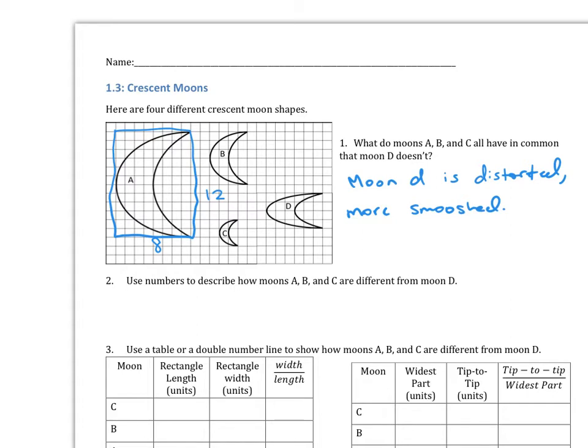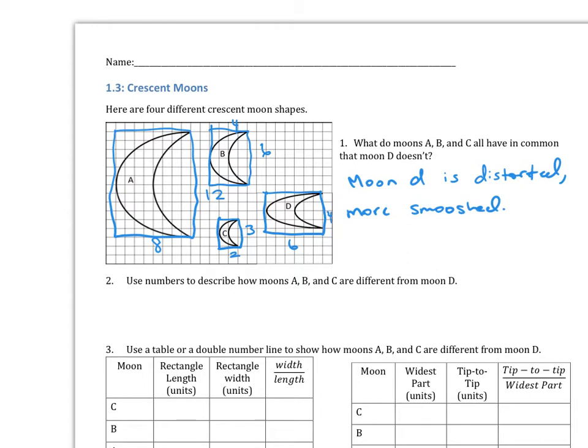For box B, I draw it again. And this time for box B, I see that it's 6 tall and 4 wide. Box C is 3 tall and 2 wide, whereas box D is 6 wide and 4 tall.